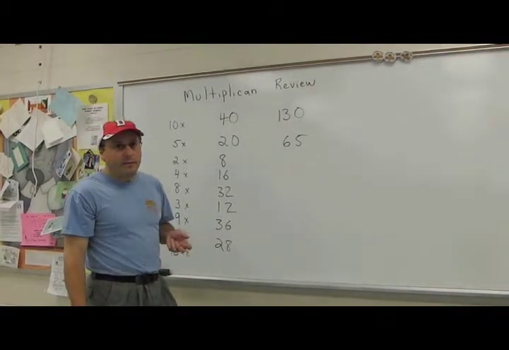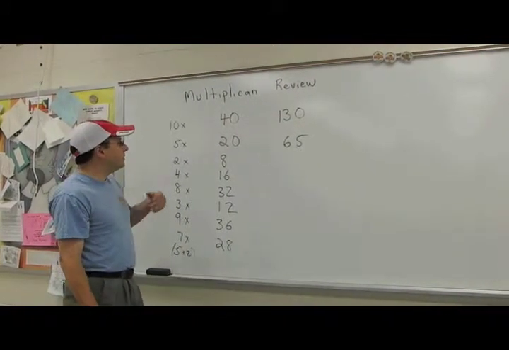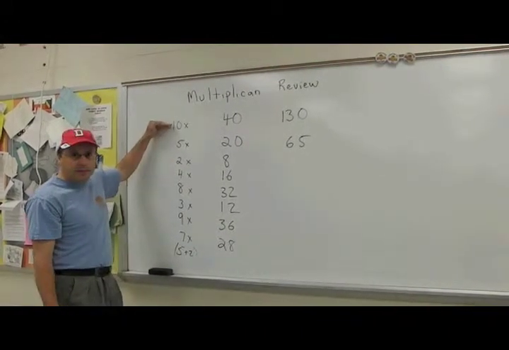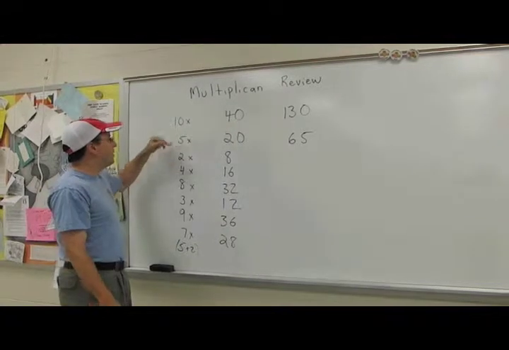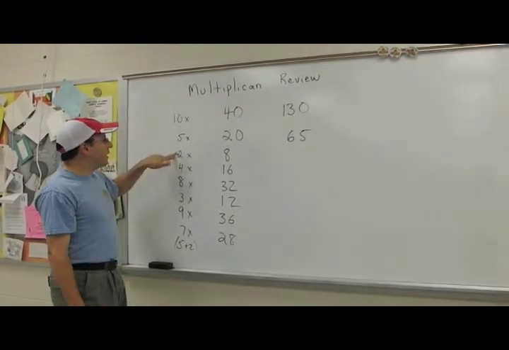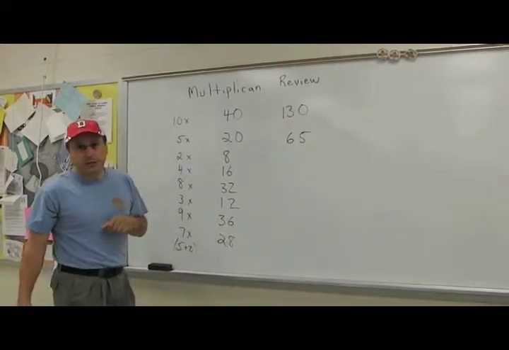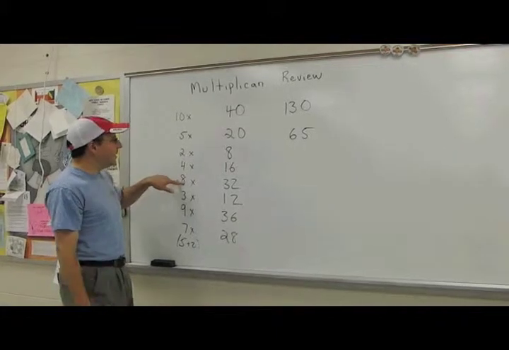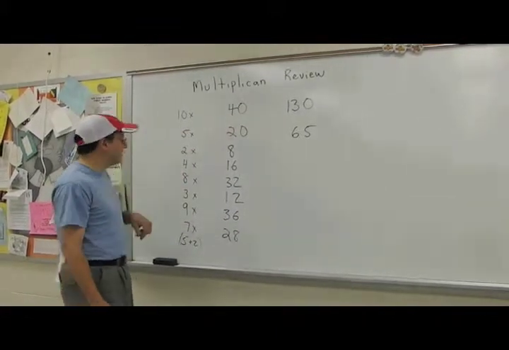And again, if you have them memorized, you don't need to do this, but if you're having trouble with your multiplication facts, try to remember: 10 times table, you add a 0. 5 times table, you add the 0 and cut it in half. 2 times table, you double your original number. 4 times table, you double twice. 8 times table, you double it 3 times.